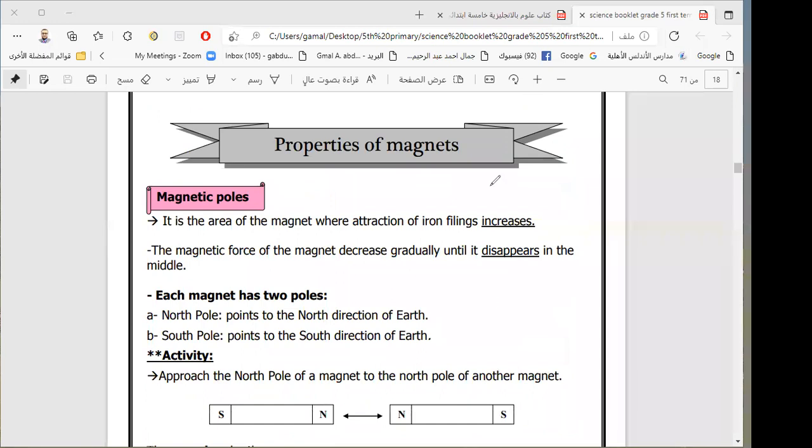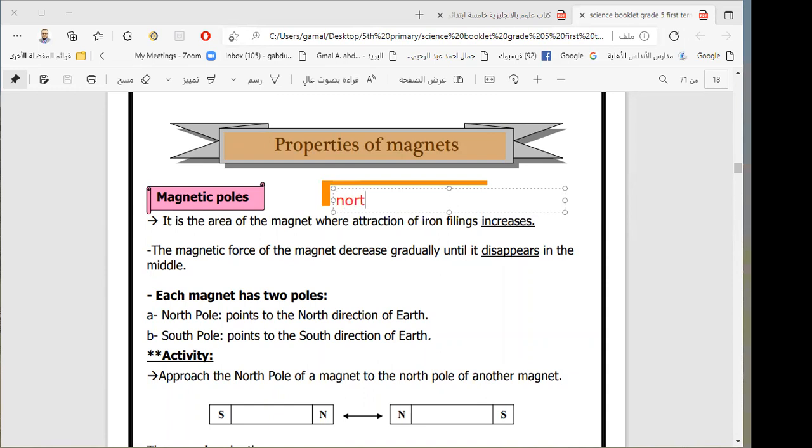After that, we started talking about the properties of the magnet. We said that any magnet has some properties. Like what? We have to know that any magnet has 2 poles. The 2 poles are called the North Pole and the South Pole.